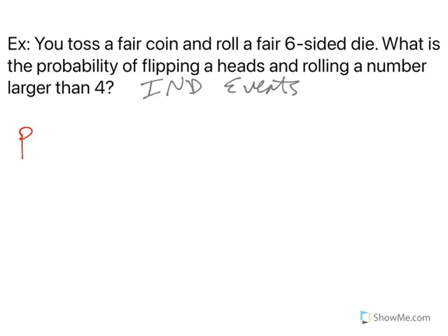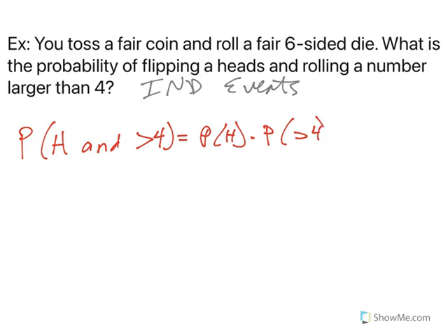So the probability of heads and a number larger than 4 would be the probability of heads times the probability of a number larger than 4. What is the probability of flipping a heads? There are two sides to the coin, heads and tails. Heads is one of those, so that would just be 1/2. On a fair six-sided die, we have 6 numbers, 1 through 6. A number greater than 4, there are 2 of them. So the probability would be 2 out of 6.